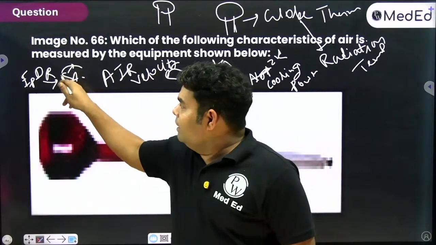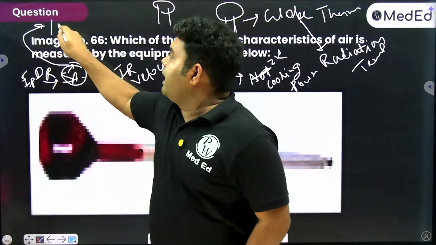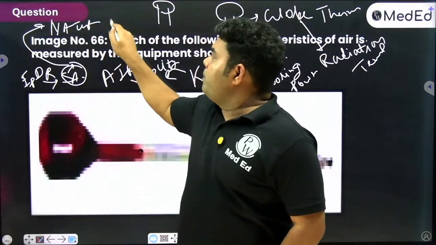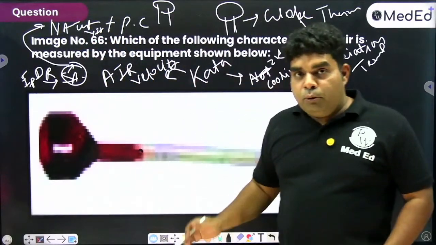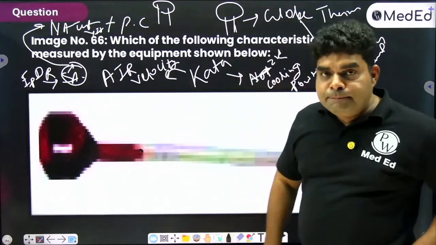So in sanguarine, the better detection is by nitric acid test. Paper chromatography can also be used, but the first preference is the nitric acid test. Both of these questions came in the last NEET, I hope you remember.